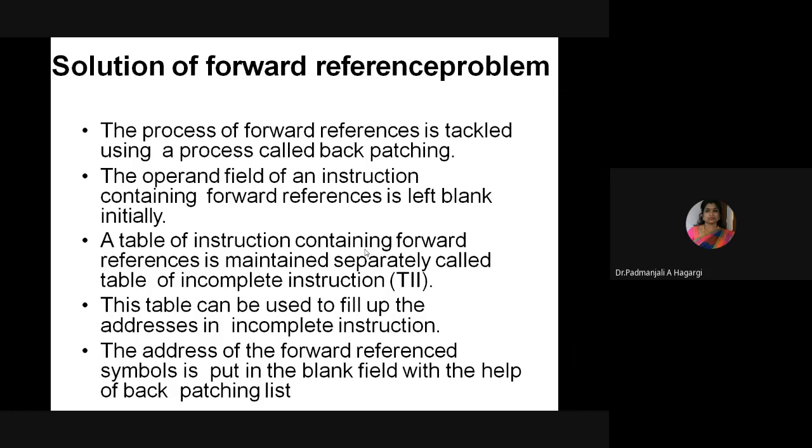So this would be very easy for lookup during the synthesis phase to generate the machine code or the object code. This can be solved by separately maintaining a table, and it is also tackled by going back, that is back patching. By back patching we come to know which symbol, symbolic name or variable is treated as a forward reference, and they are put into the table, and this table can be used to fill up the addresses in the incomplete instructions.